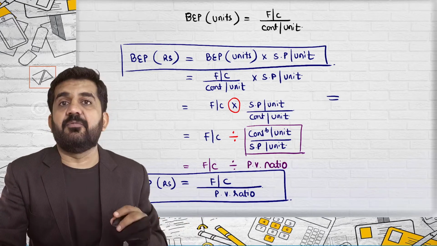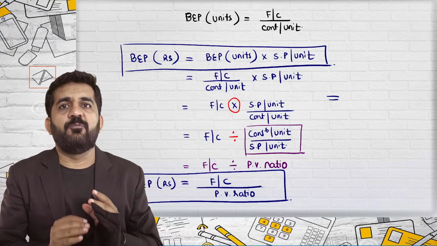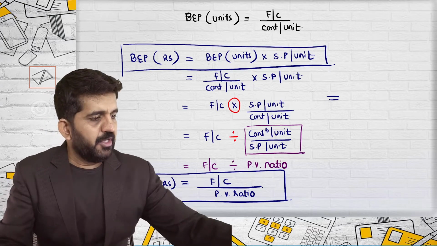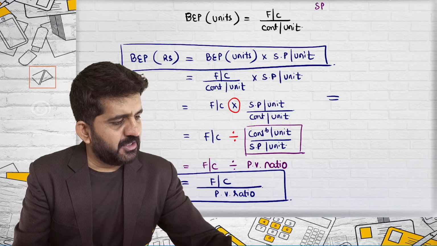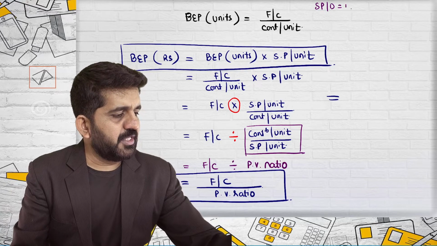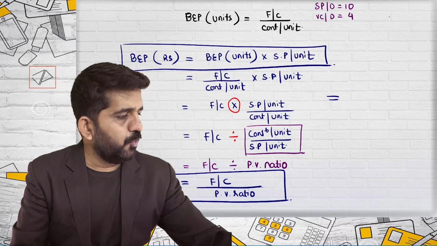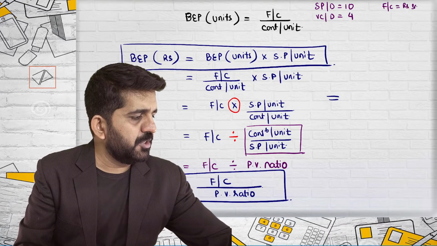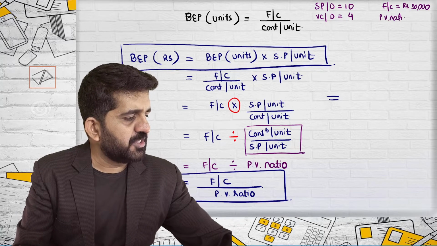This is break even point in rupees, the two formulas. By both the formulas, I want to verify whether my answer will be correct or not. In my question, let me write it down over here. What was selling price per dish? It was 10. Variable cost per dish was 4. And fixed cost was rupees 30,000. PV ratio was 60%.